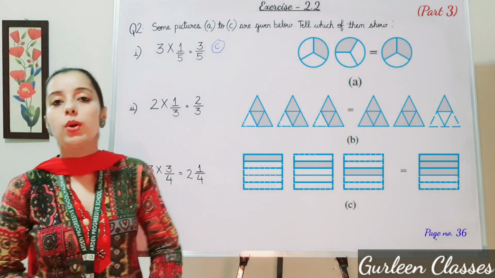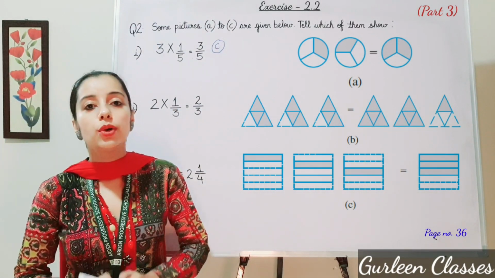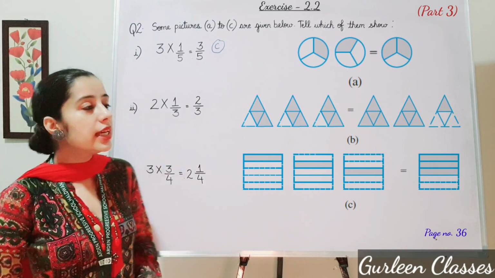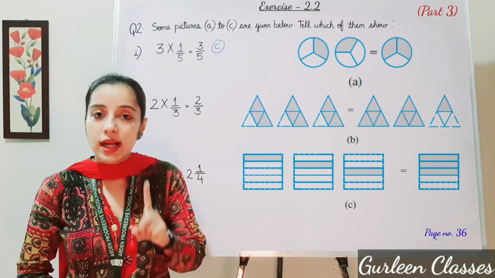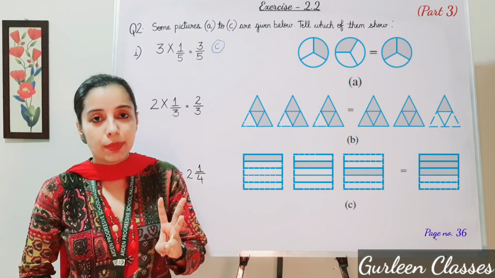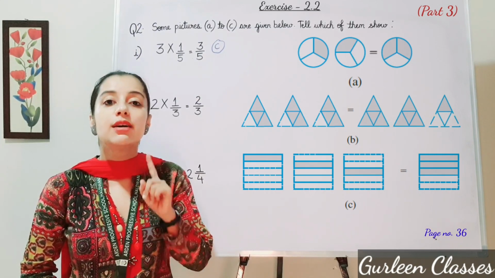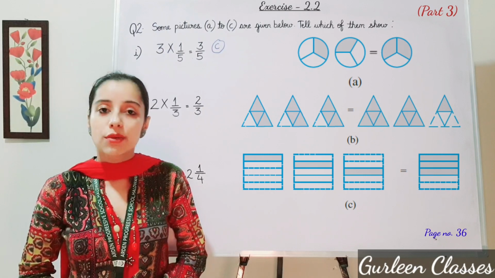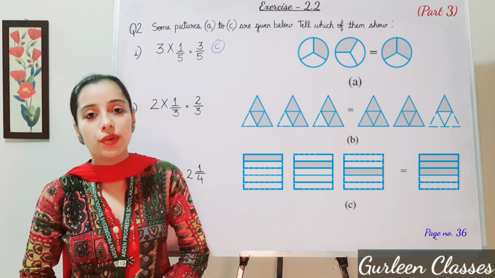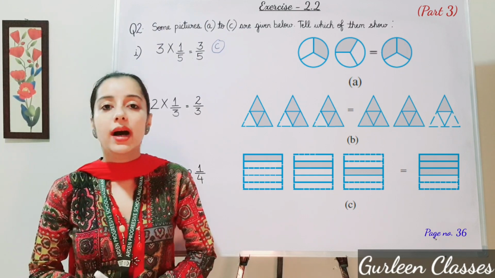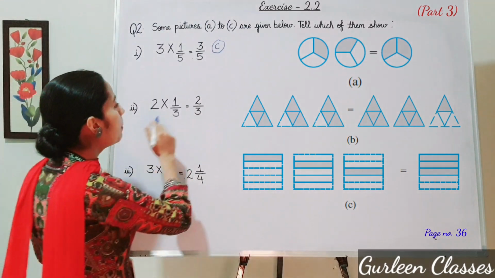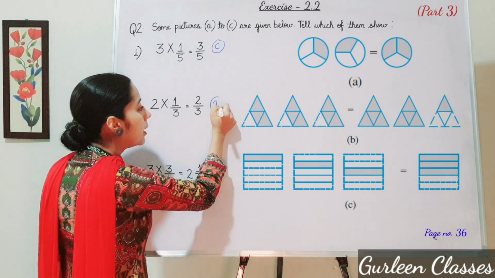Second part, 2 into 1 upon 3 is equal to 2 upon 3. If you see here A part, total we have 2 drawings. One circle is divided into 3 parts. Out of 3 parts, one part is shaded. So the fraction is 1 upon 3. 1 upon 3 multiplied by 2, that is 2 by 3. So here second part answer is A part.